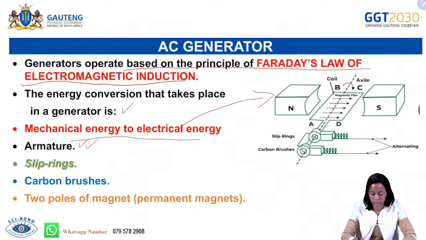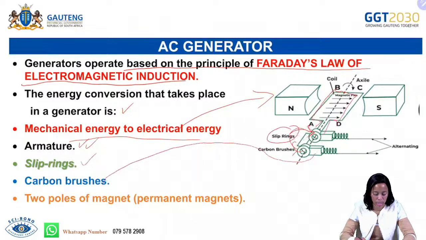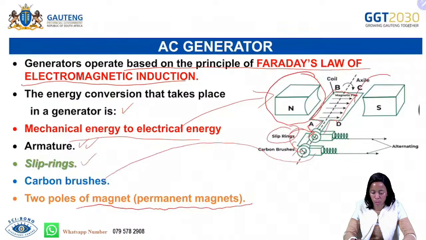An armature in this case is the coil there. Then we have what we call the slip rings. When it comes to the slip rings, how many do we have in the generator? We have two. And then we also have the carbon brushes there. And then it says that we have two poles of the magnet, or permanent magnets. So we have the North Pole as well as the South Pole.